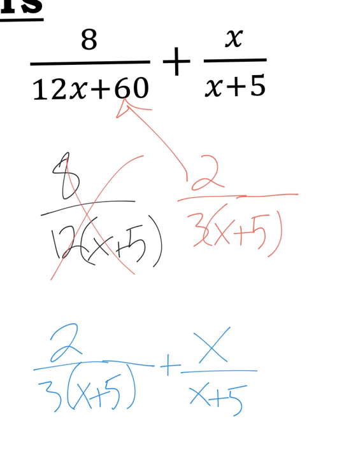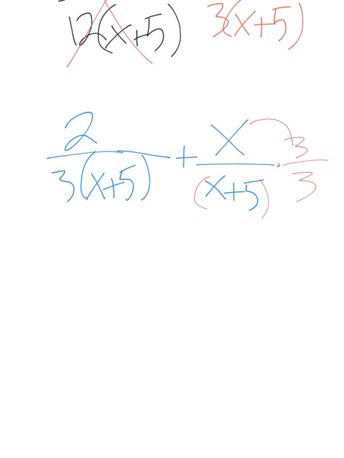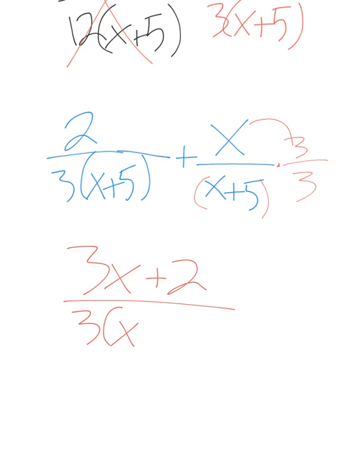And so you notice they both have an x plus 5 in common, except this fraction has a 3 and this one doesn't. So guess what? All you need to do is add in a 3 over 3. Remember, what you do to the bottom, you must do to the top. So what's 3 times x? Well, that's just 3x. And so you have 3x plus 2, but the proper order is technically 3x plus 2, over 3 times x plus 5.